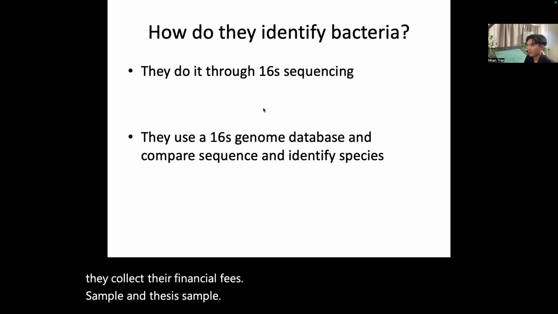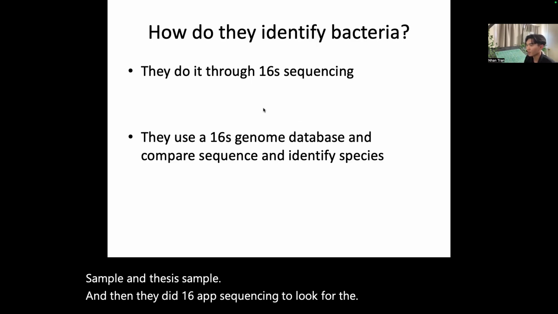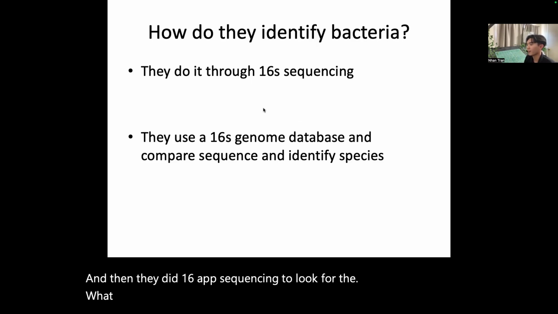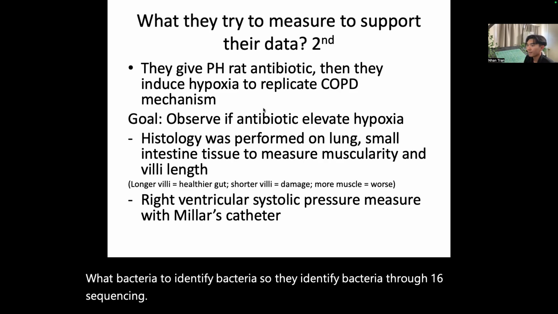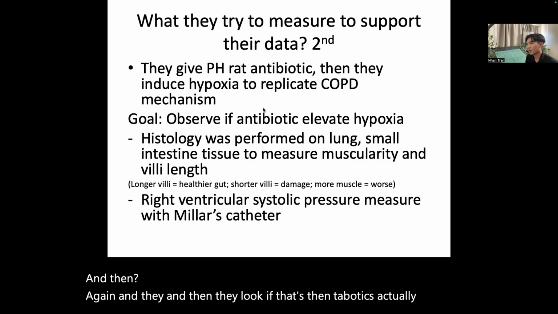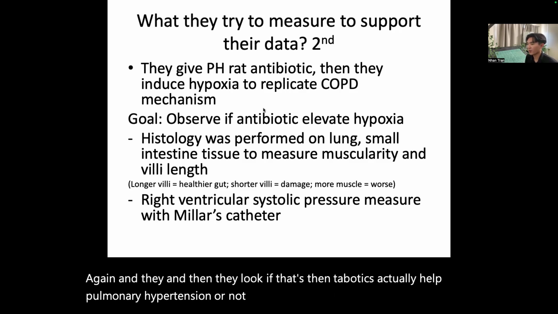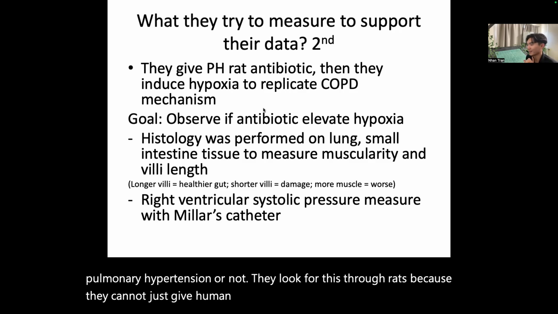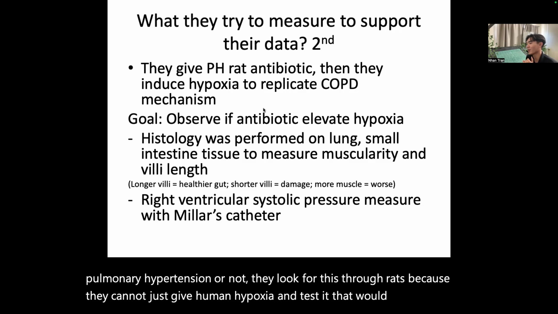And then they did 16S sequencing to identify bacteria. Again, they look at whether the antibiotics actually help pulmonary hypertension or not. They look for this through rats because they cannot just give humans hypoxia and test it. That would be an ethical issue.